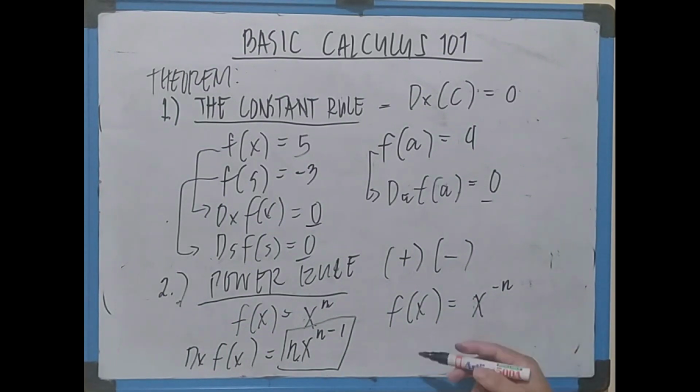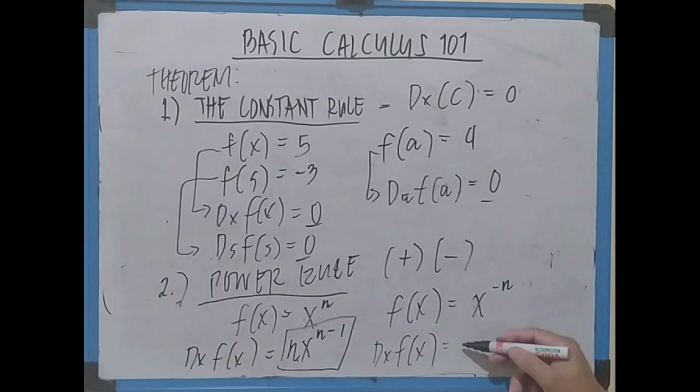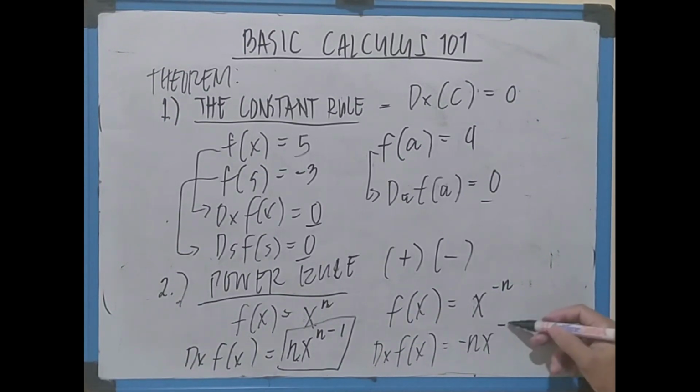Kapag negative naman ang integral exponent natin or negative ang exponent, the derivative of f of x, still same lang siya, magkakaiba lang sa exponent. So, ang mangyayari guys, this becomes negative n, then x raised to negative n minus 1. Okay, example tayo guys.